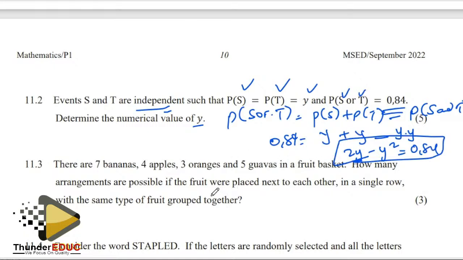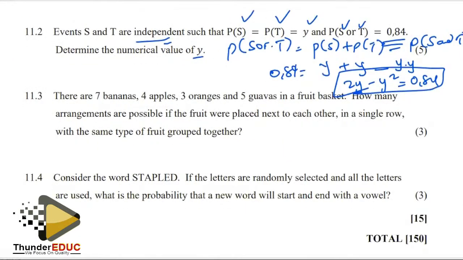How many arrangements are possible if the fruits were to be placed next to each other in a single row? Okay, we have 7, we have 4, we have 3, we have 5. We can just multiply those numbers. The answer we get is the number of different ways we can group them.